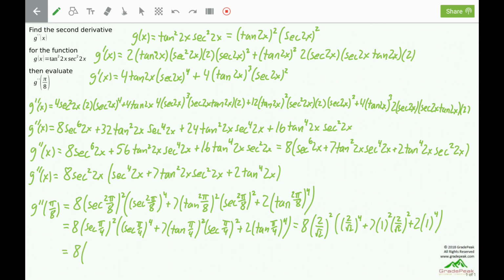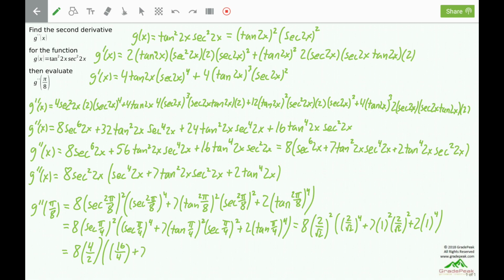So this will be 8 times 2 over root 2 squared. You can square each of them. 2 squared is a 4. Root 2 squared is a 2. And this is multiplied with 2 to the fourth. 2 times 2 times 2 times 1 more 2 will be a 16. Root 2 to the fourth. Root 2 times root 2 is 2. Times another root 2 times another root 2 will be another 2, and that will come out to a 4.